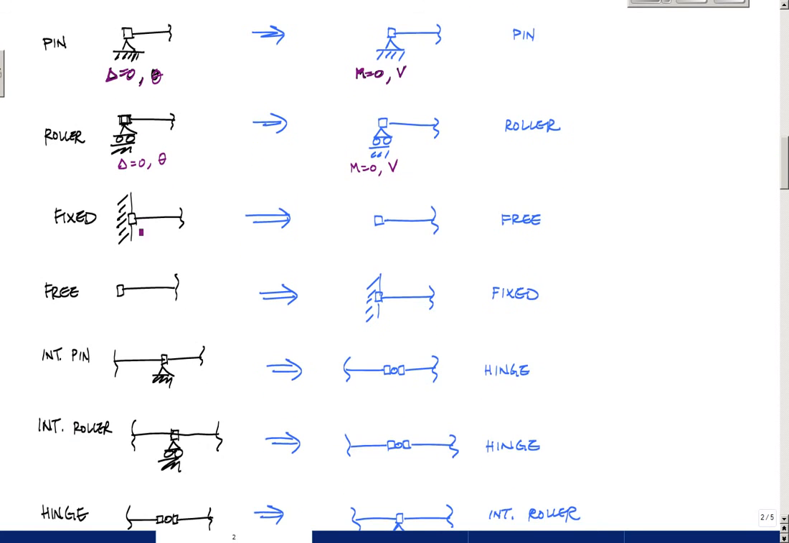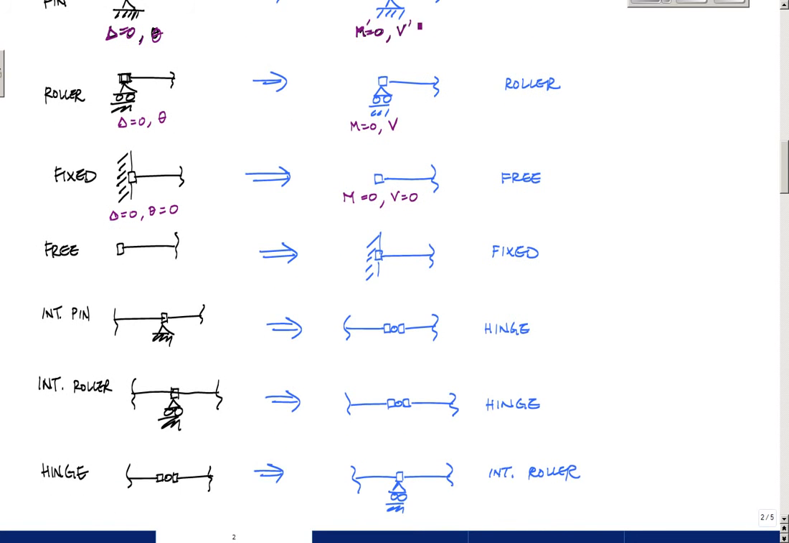Then in a fixed support, you have delta equal to 0 and theta equals 0 in a real fixed support. And so in a conjugate world, you have to have values for moment. These have to be 0, and the shear has to be 0, which is a free end. Yay, okay, in the conjugate world. So maybe I should put primes here to indicate conjugate. Bam.